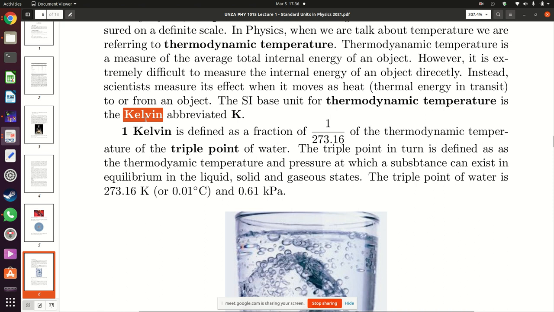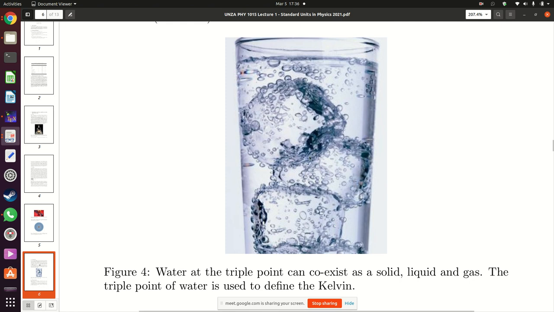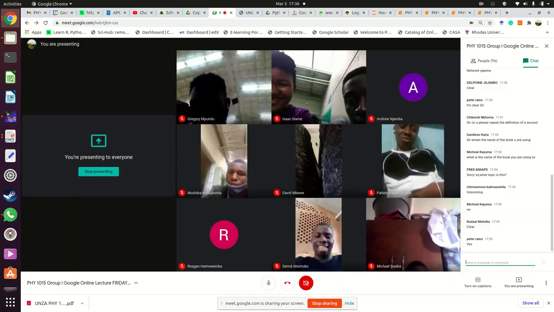Since thermodynamic temperature is defined in terms of kelvins, I have a good illustration here, though it is probably difficult to see. We have water in a glass, with ice cubes and bubbles. So this water in a glass exists as a solid, the ice cube, a liquid, the water, and a gas, the bubble. When a substance exists in all three states of matter at the same time, solid, liquid, and gas, we say that substance is at its triple point.